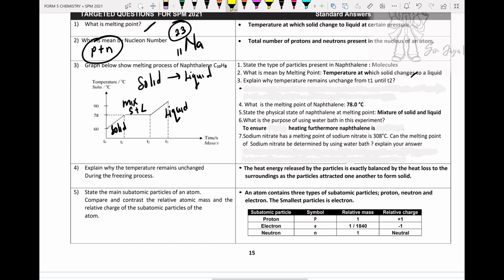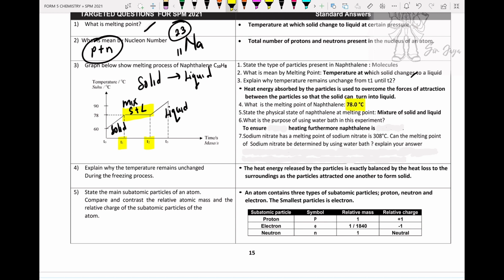Explain why the temperature remains unchanged from T1 to T2. Because heat energy is absorbed to overcome the forces of attraction between the particles. The heat energy absorbed by the particles is used to overcome the forces of attraction between the particles so that the solid can turn into liquid.